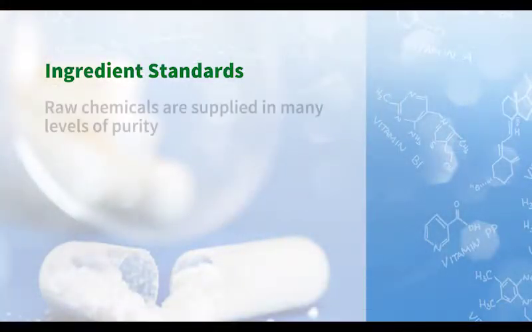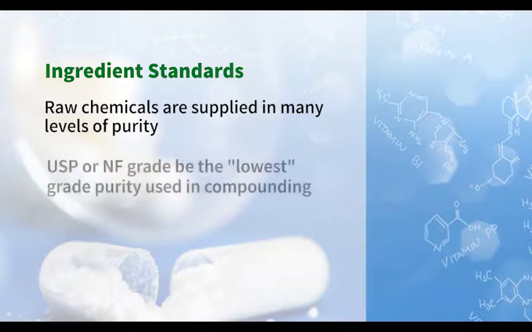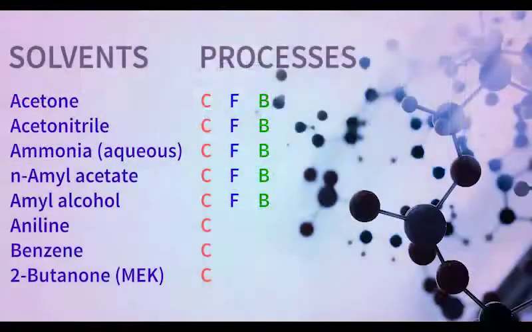As far as ingredient standards, raw chemicals are supplied in many levels of purity. Now, it's desired that the USP or the NF grade be the lowest grade purity used in compounding, and that if the grade is not available, then a higher grade of purity can be used if deemed acceptable by the pharmacist. In this example that we have here, these are ingredients.